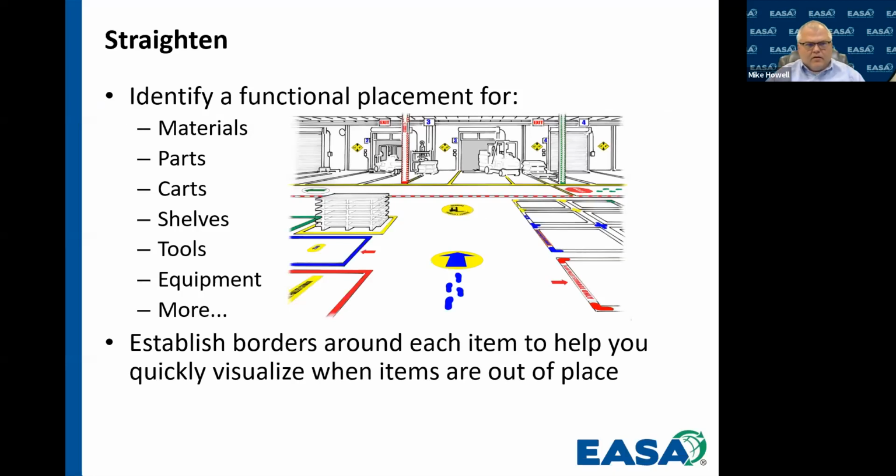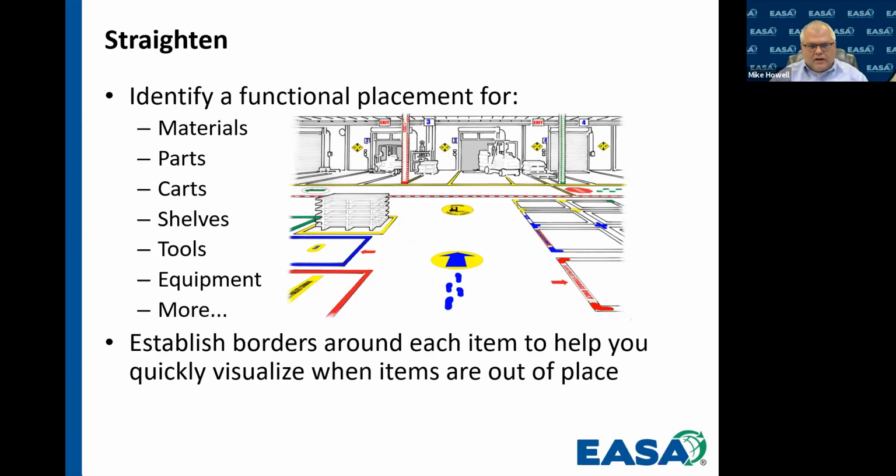So we're identifying functional placements for materials, parts, carts, shelves, all of our tools, equipment. Granted, with some equipment we have in the service center, if we have a $40,000 piece of test equipment, maybe we're only going to have one of those, and maybe other departments do have to use it from time to time. So there are some rare exceptions. You may have one or two that exceed that 30-second rule, but most of the time you can do it.